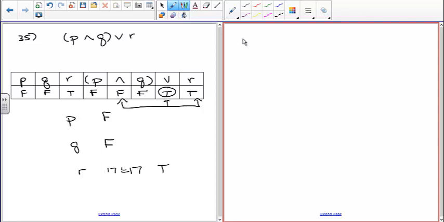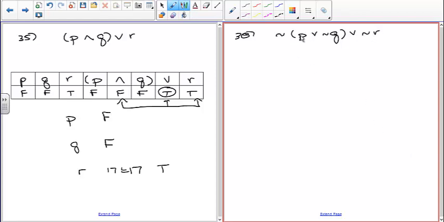Okay, next we have 38, which is the last one in this section. Then we'll start to do complete truth tables, which is really what you need to know how to do. So for 38, we have the negation of P or the negation of Q or the negation of R.